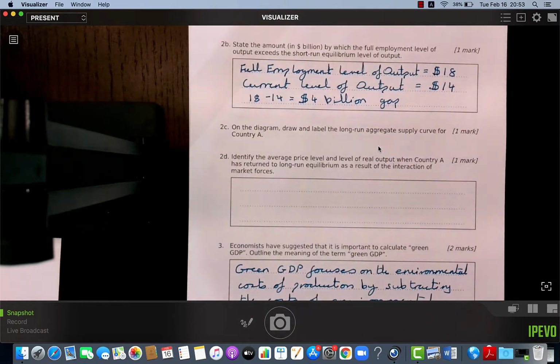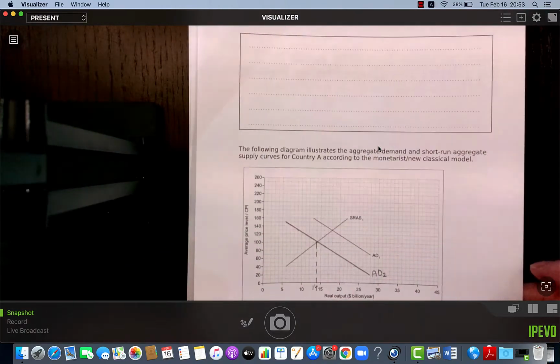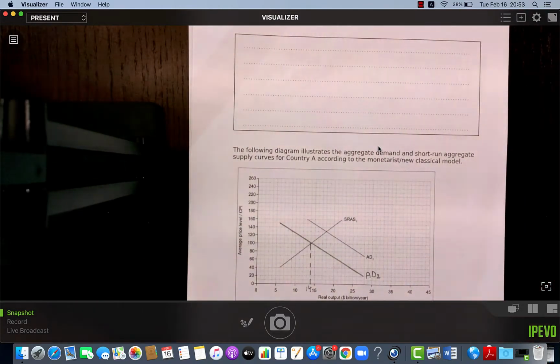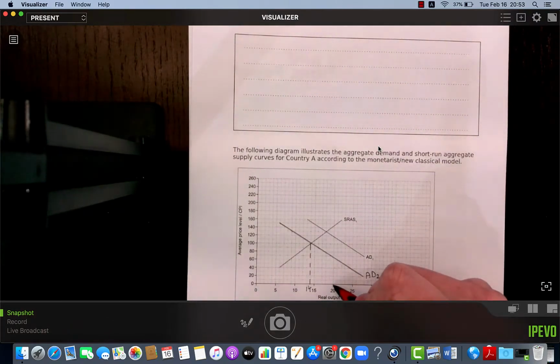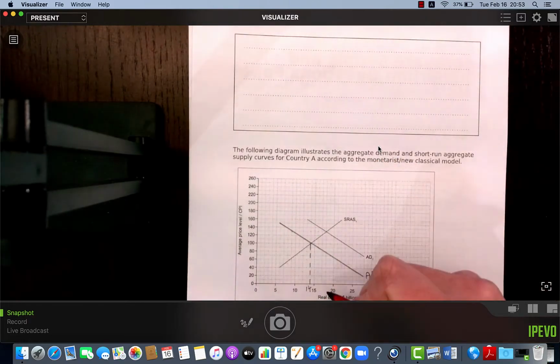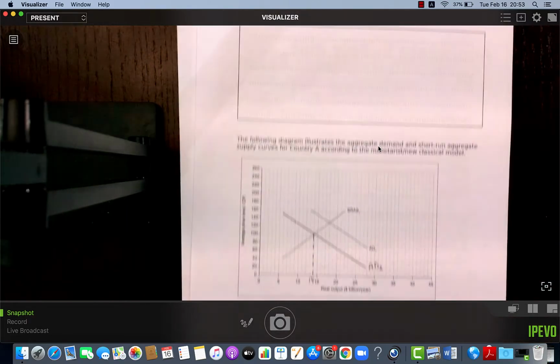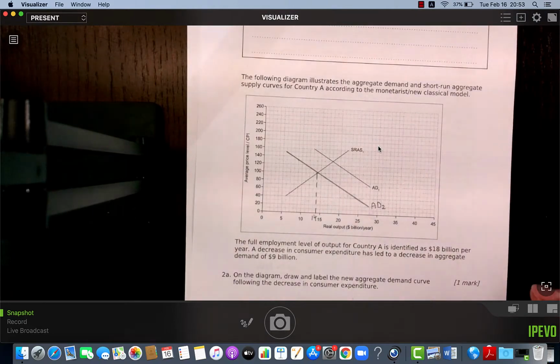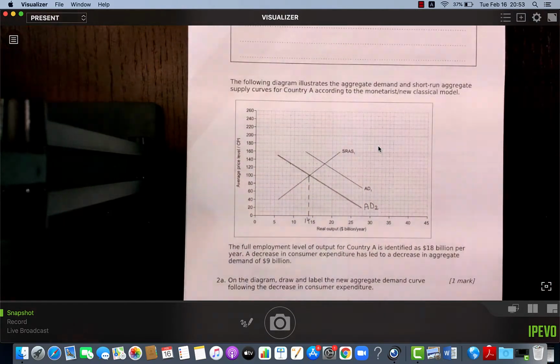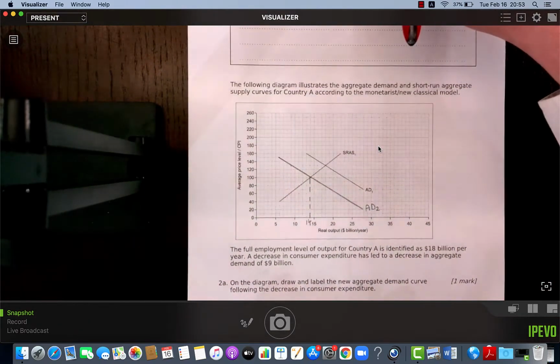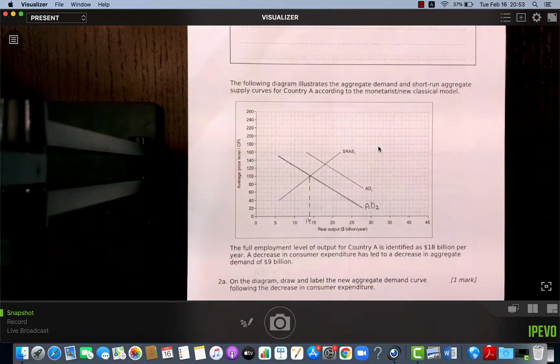Okay? Now, going back to part 2C, on the diagram, draw and label the long-run aggregate supply curve. Well, we should know, and I really would hope that you do, that the long-run aggregate supply curve, and again, I am just using pen here to illustrate stuff to make it easier for you, is absolutely and perfectly vertical. The reason that it's vertical is because in the long run, any changes in price won't have any material effect on the factors of production. Other prices will adjust to bring the economy back into full equilibrium.